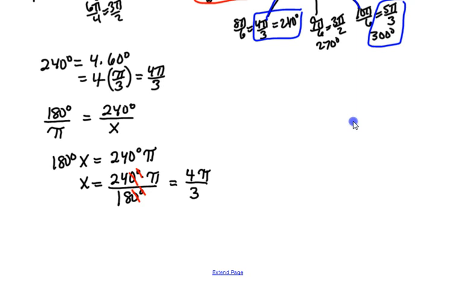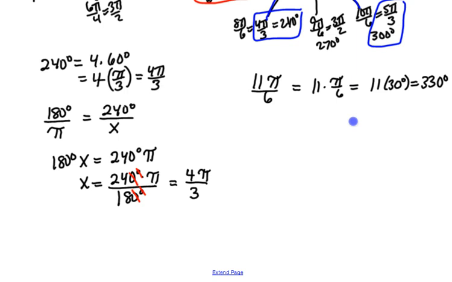Let's go the other direction. Let's say I have 11 pi over 6 and I want to know how many degrees that is. So I'll show you a couple ways to do that. First of all, I could think it's 11 times pi over 6 and remember that pi over 6 is 30 degrees. So it'd be 11 times 30, which is 330 degrees.